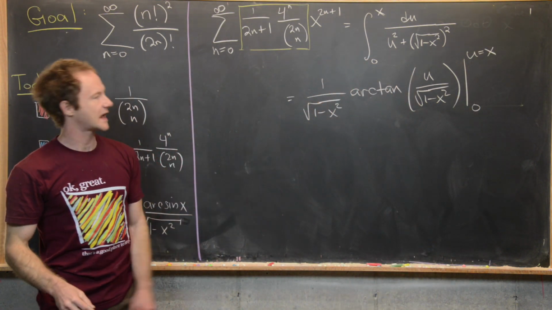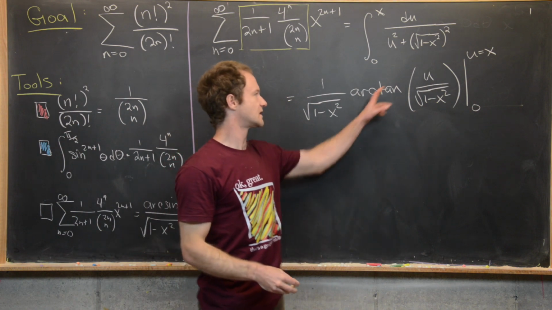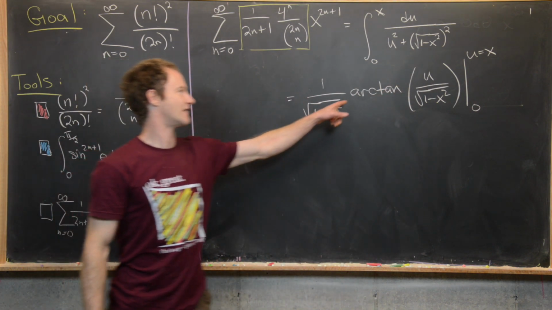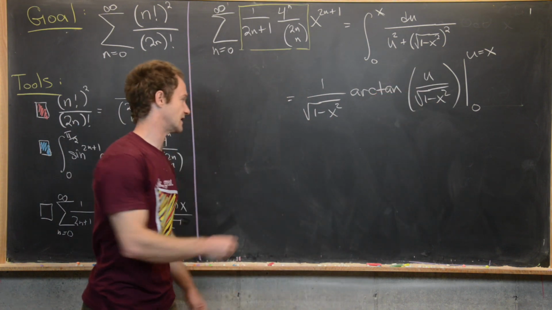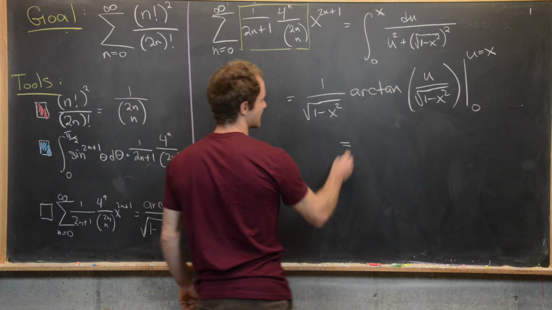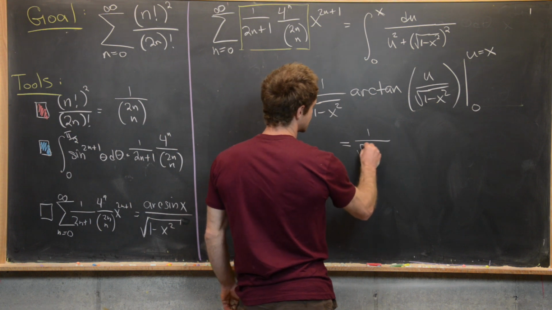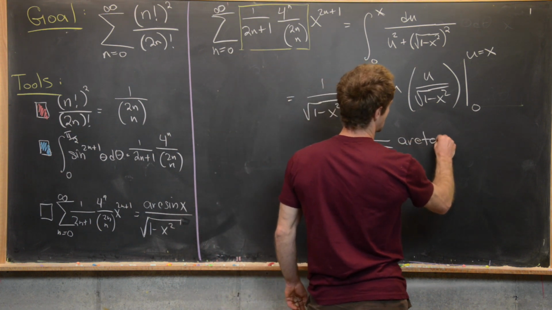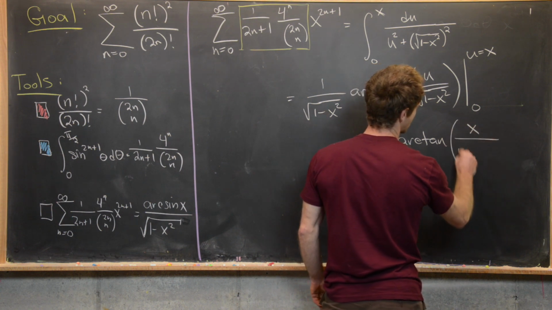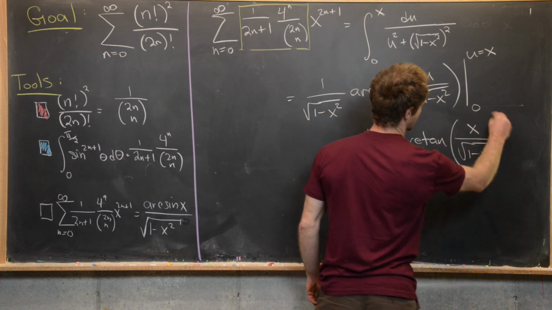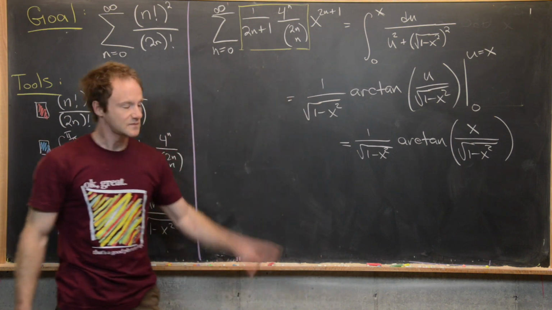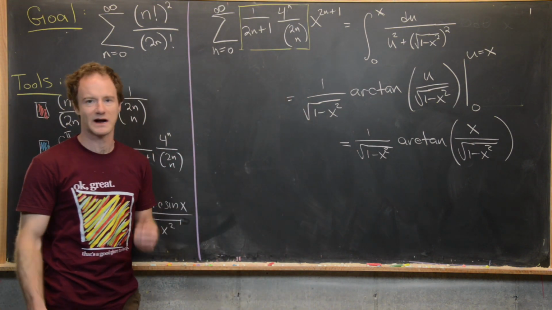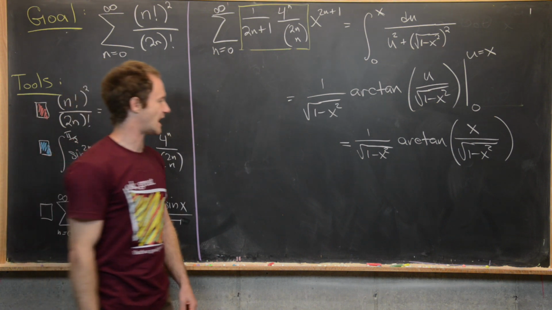So I just want to take care of the bottom bound of integration first. Arctan of 0 is 0, so that's just out of here. And so we just have inverse tangent of x over that thing right there. So let's go ahead and write that as 1 over the square root of 1 minus x squared, and then arctan of x over the square root of 1 minus x squared. Great. Now we just have to figure out what that inverse tangent of x over the square root of 1 minus x squared is, maybe simplify it a little bit.